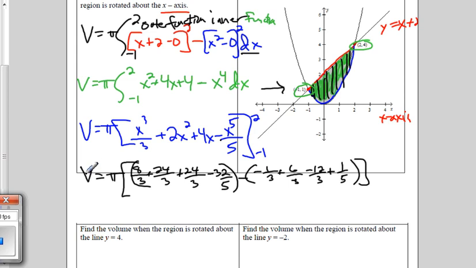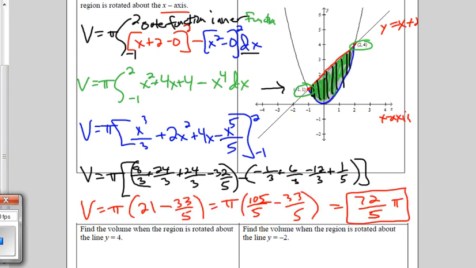And if we were doing this on the AP Calc exam, I could leave my answer right there, because I could do this with a 4-function calculator. Well, let's go see what we get. And we get 72 over 5 pi.